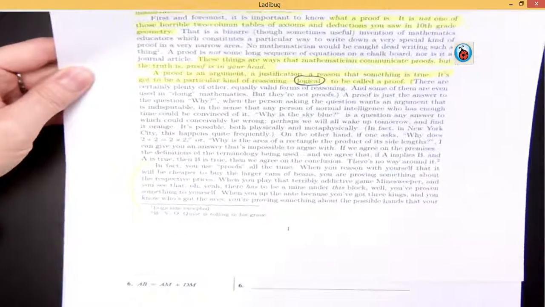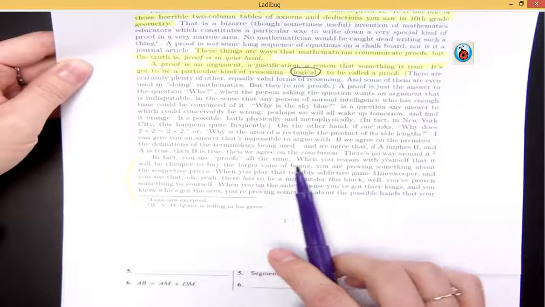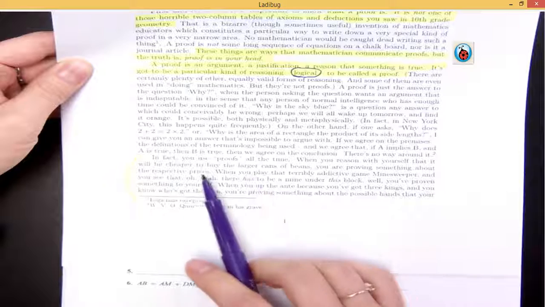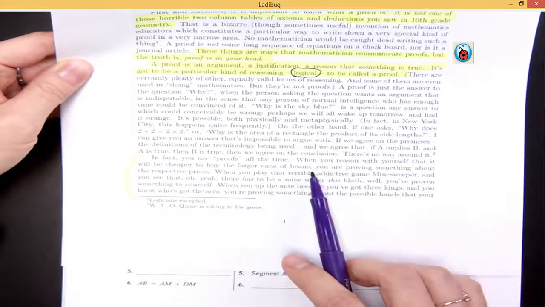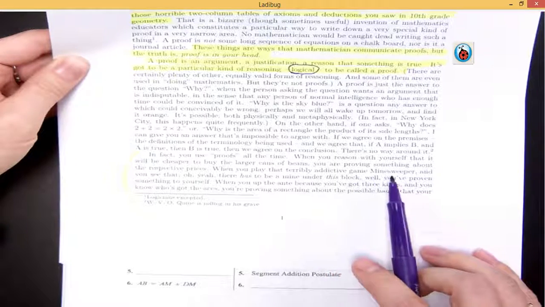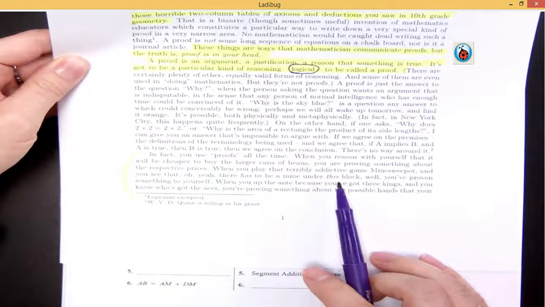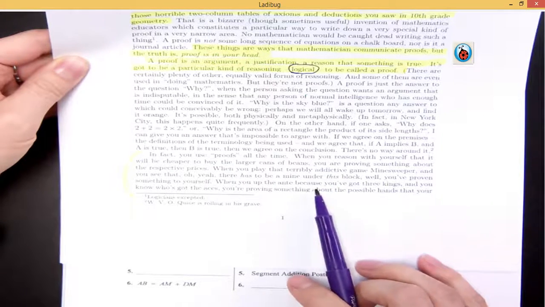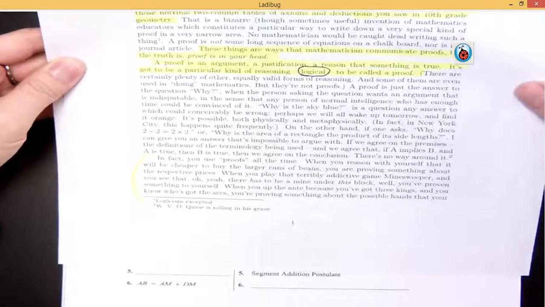A few examples of where you use proofs are down here. It says, when you reason with yourself to buy something cheaper in large cans rather than smaller. When you play a game like Minesweeper and figure out, oh, there has to be a mine here. When you're playing card games, you figure things out, okay, why does this work? It's the logic skills that do show up in life.